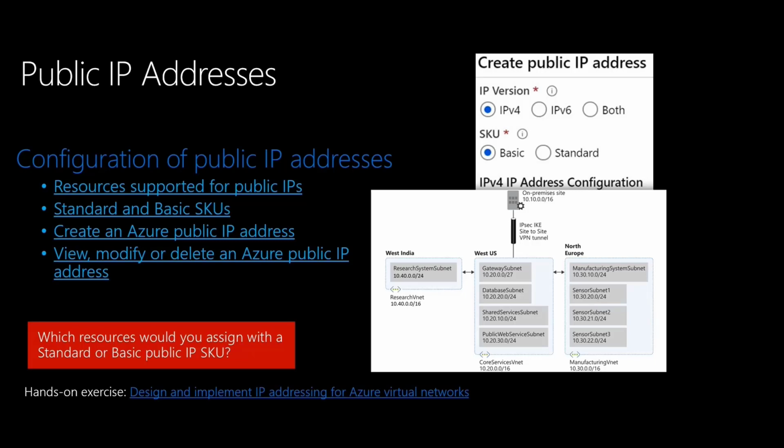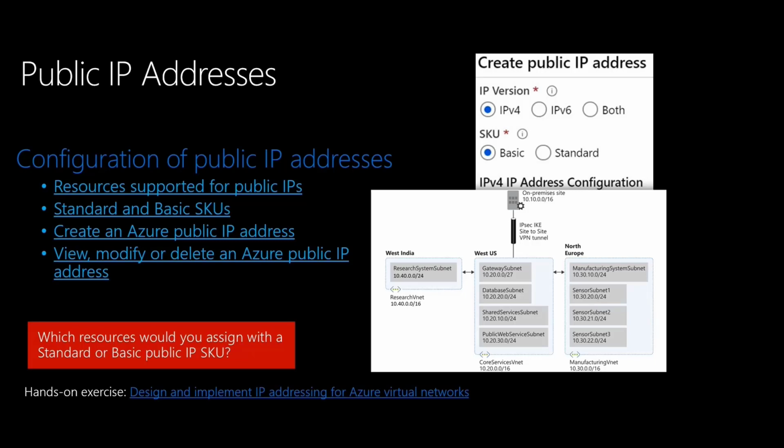The standard SKU public IP addresses are always assigned or allocated statically. They are never dynamically allocated. In addition, in contrast to the basic public IP, the standard public IP is secure by default. It is closed to inbound traffic. So you have to explicitly allow inbound traffic using a network security group.